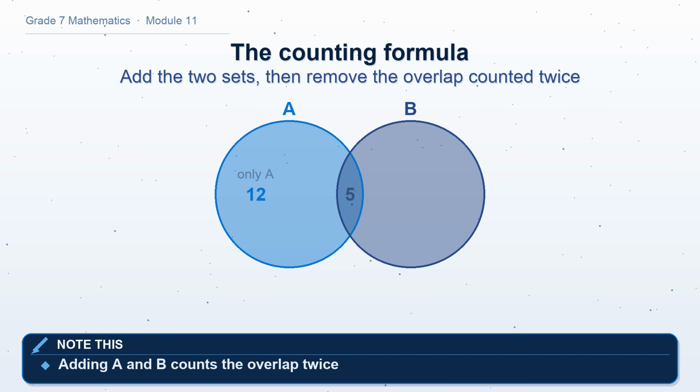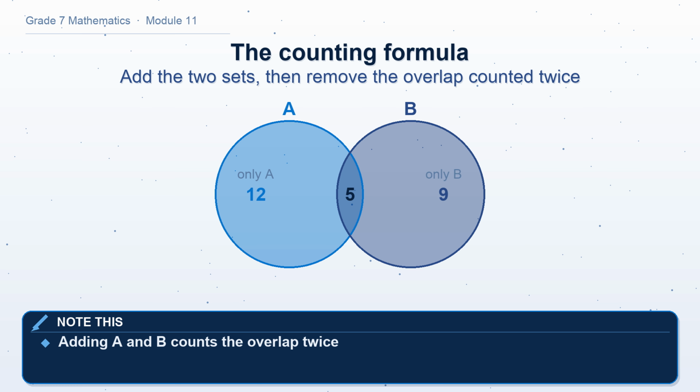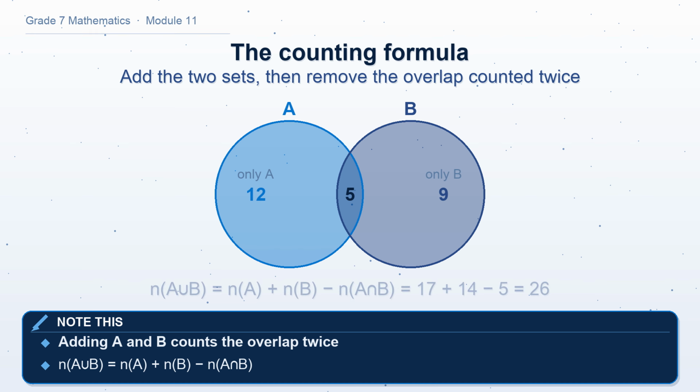So the counting formula says the number of elements in A union B equals the number in A plus the number in B minus the number in A intersection B. That gives 17 plus 14 minus 5, which is 26. We add the whole of both sets, then subtract the overlap once to undo the double count.